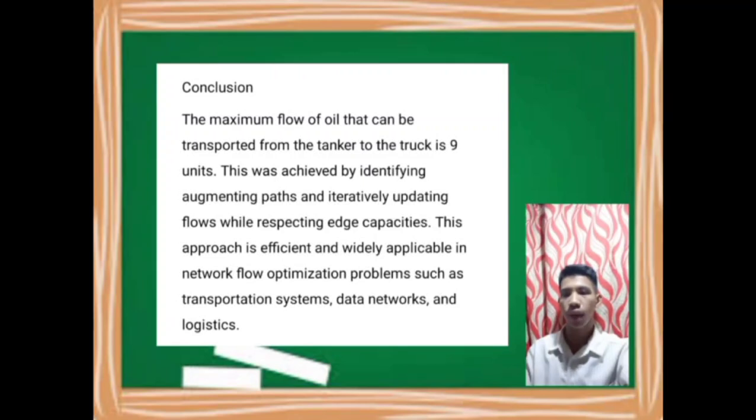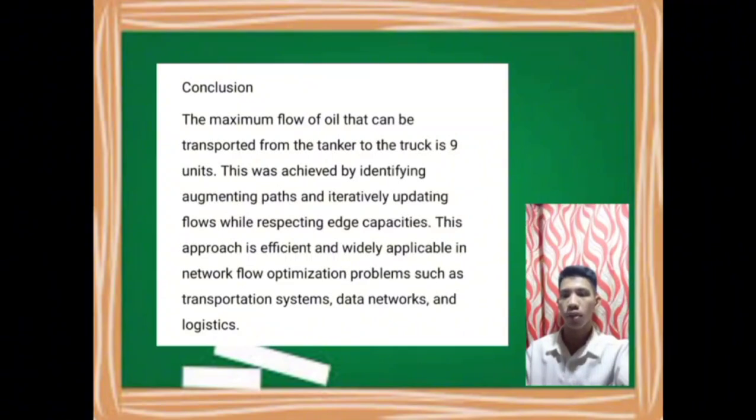This was achieved by identifying augmenting paths and iteratively updating the flows while respecting edge capacities. This approach is efficient and widely applicable in network flow optimization problems such as transportation systems, data networks, and logistics.